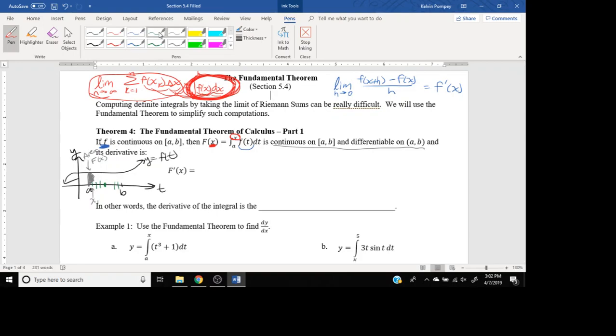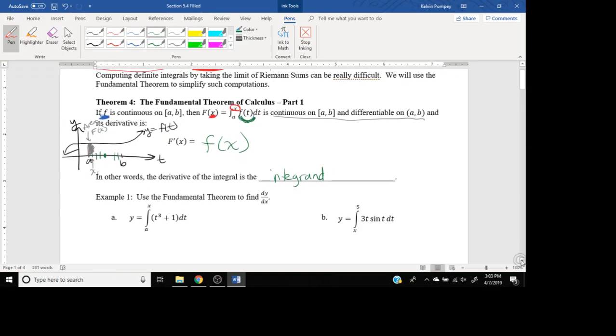This equals f of x. The derivative of this integral from a to x of f of t dt is f evaluated at x. In other words, the derivative of the integral is the integrand. So if I do the derivative of an integral, right, and as long as my integral goes from a to x, it is my integrand evaluated at that value x. And so what we're going to do is look at some examples where we find these derivatives.